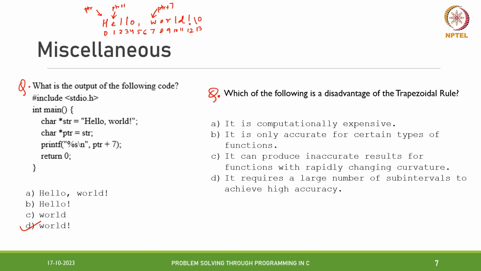So the next is a theoretical question. Which of the following is a disadvantage of the trapezoidal rule? It's computationally expensive, it's accurate only for certain types of functions, it can produce inaccurate results for functions with rapidly changing curvature, and it requires a large number of subintervals to achieve high accuracy.